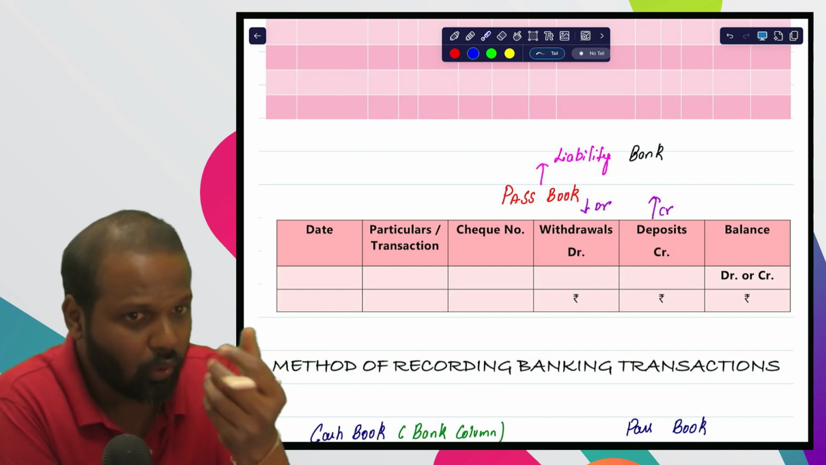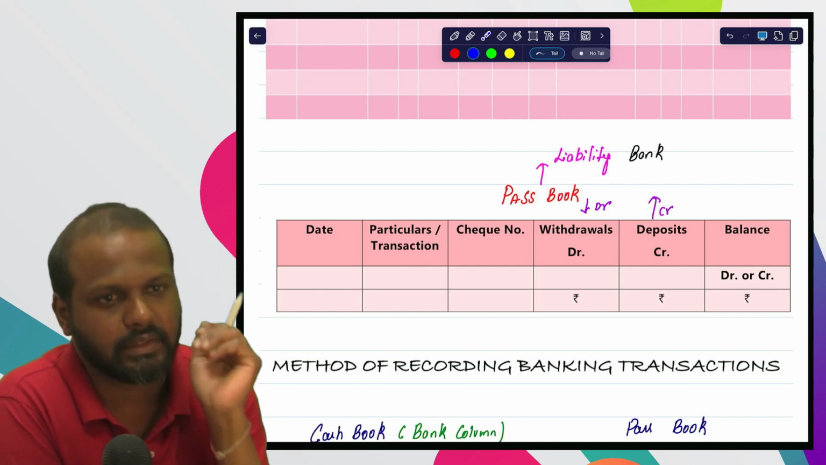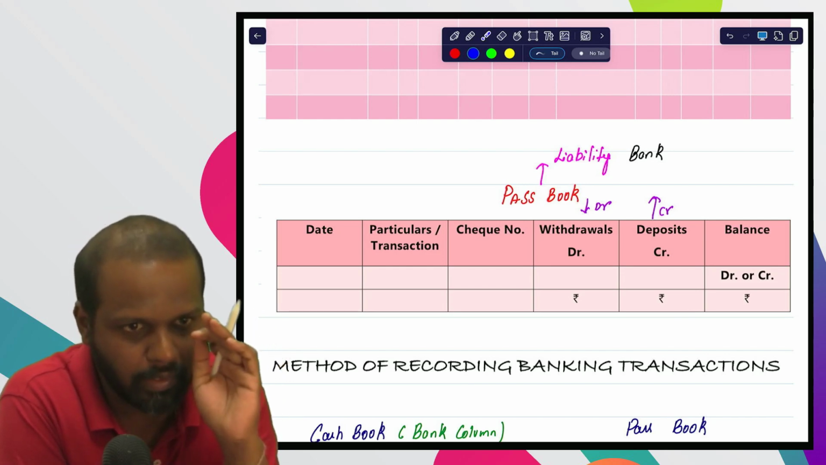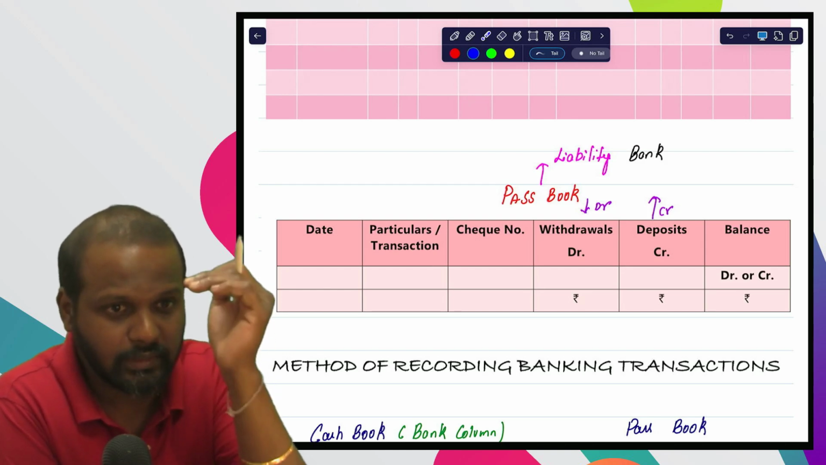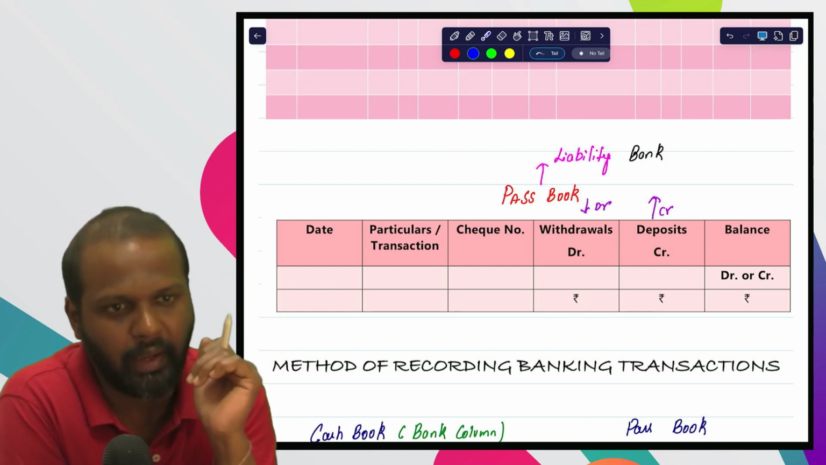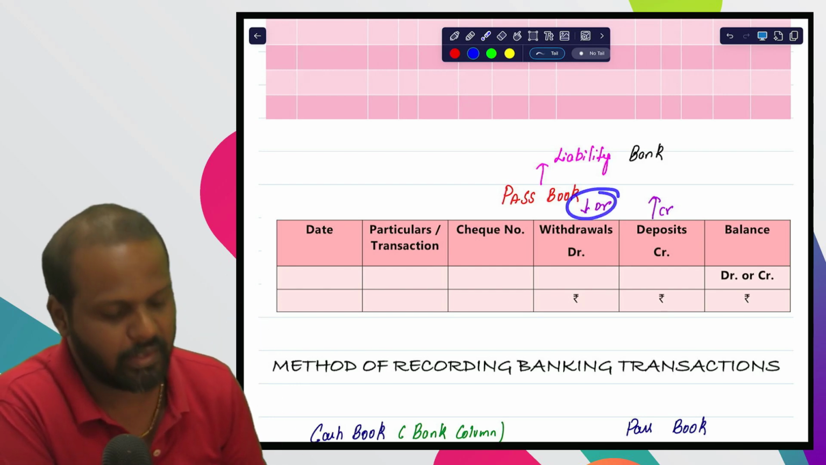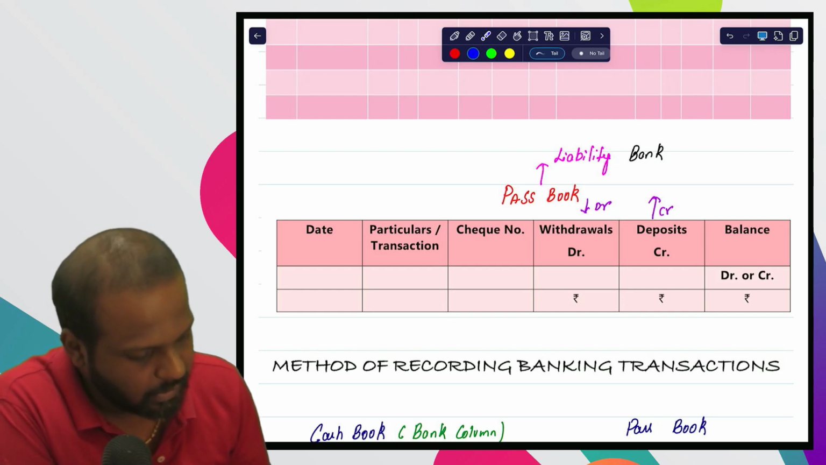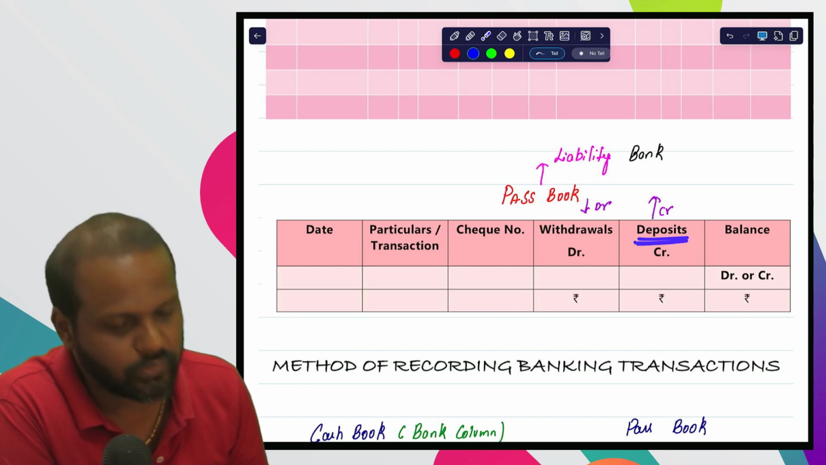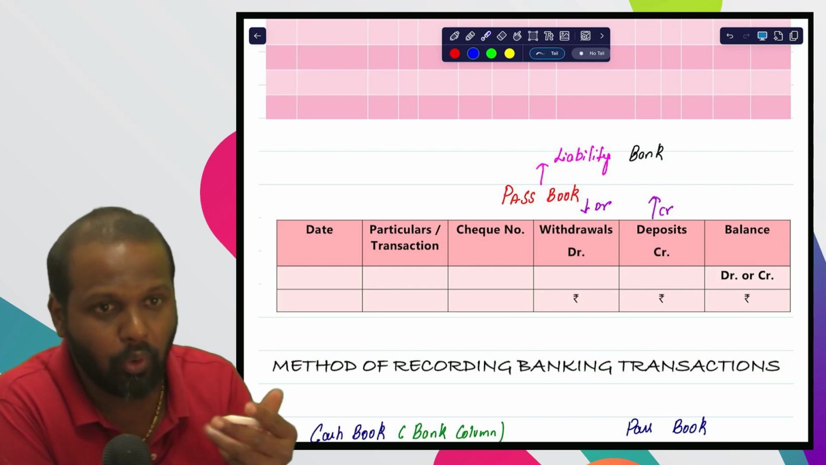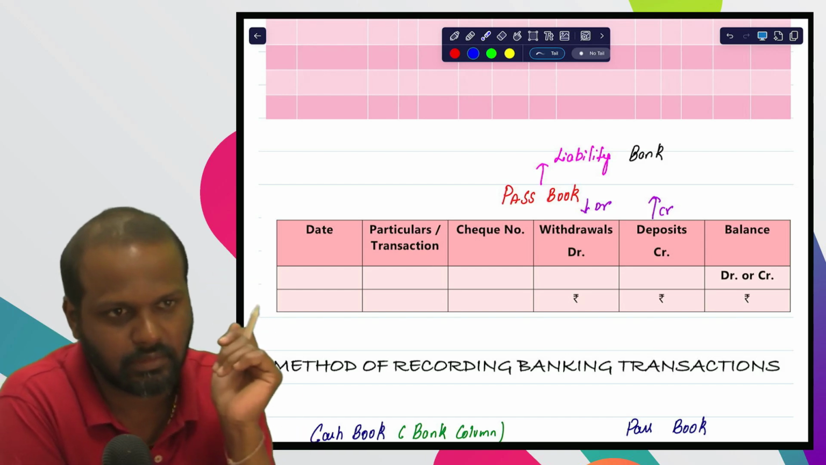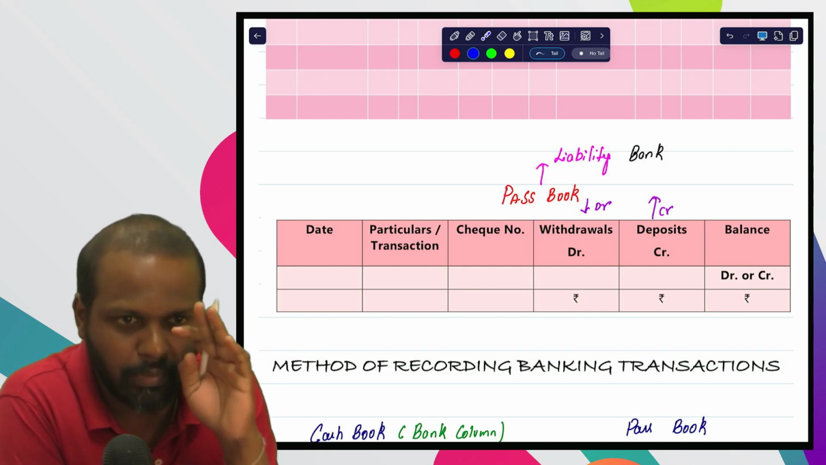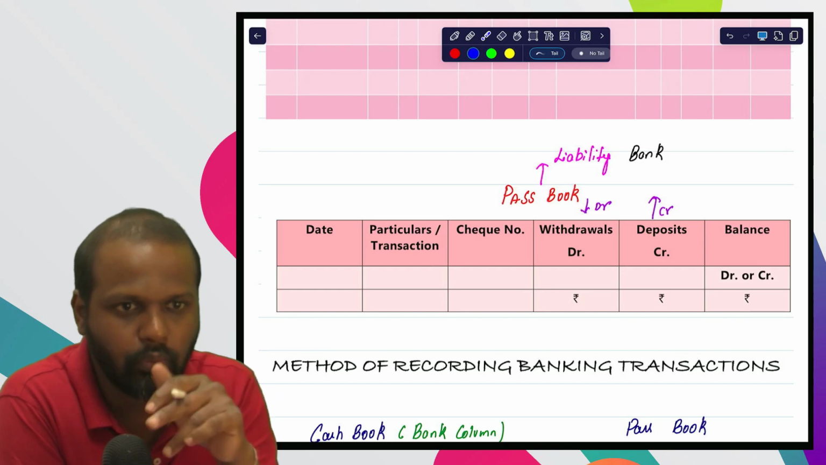But whenever you withdraw money from the bank account, the bank balance decreases. Once the bank balance decreases, the liability will decrease for the bank, and when liability decreases, what do we do? Debit. So that is the reason the credit column is called deposits in the passbook, because when you deposit, the bank balance increases and liability increases. The debit column is called what? Withdrawal. When you withdraw money, the bank balance decreases, liability decreases, we do debit.